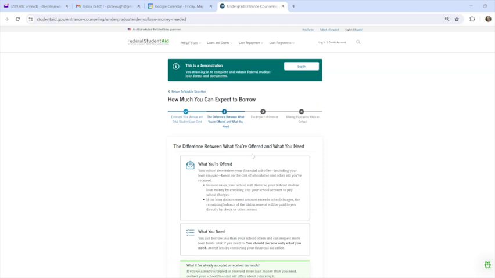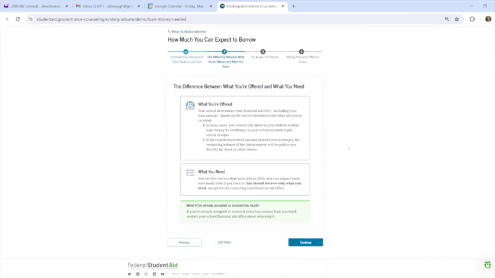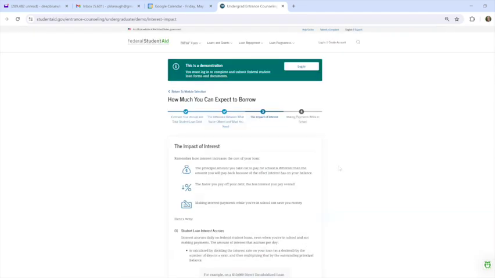The difference between what you're offered and what you need. Let's read through this. Your school determines your financial aid offer, including the loan amount, based on the cost of attendance and the other aid that you received, okay? You can borrow less than your school offers, and you can request more loan funds later if you need them. It's really important that you borrow what you need, because remember, if it's not a subsidized loan, you are paying interest on that. So just read through all of these pieces. There might be some things that are good learning for you and your family.